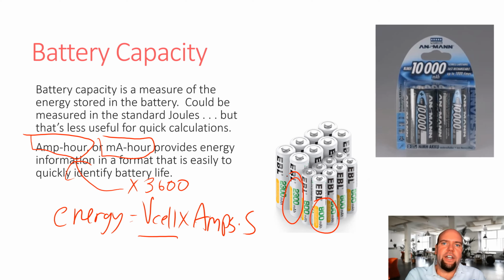So battery capacity is typically given in this amp hour, milliamp hour rating. Not ideal from a pure SI units standpoint, but it's very useful. It's a very useful measure. It's easy to do back-of-the-envelope calculations.